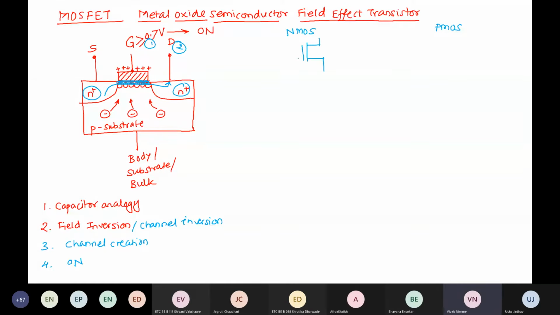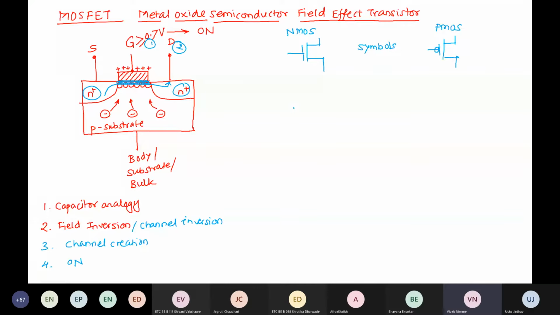So we do have NMOS and we do have PMOS. To represent PMOS, we put a bubble over here. This is a PMOS, this is an NMOS. These are symbols. Now I do have a problem with this design. Let me show you that problem.